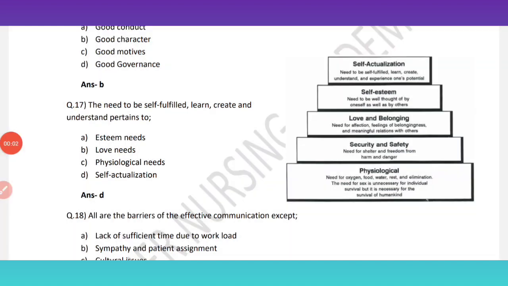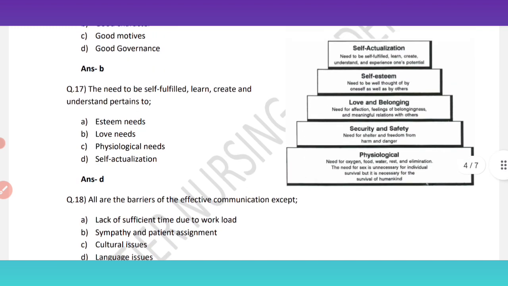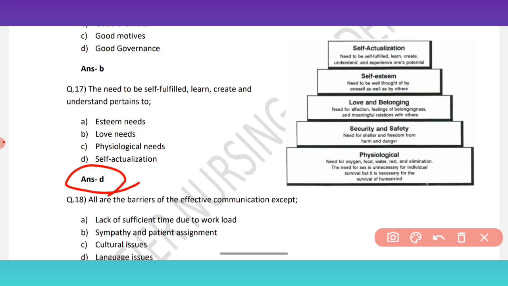Physiological needs means the basic needs to survive in this world. That is called physiological needs, like food, shelter, water, sexual urge. All these things are the basic ones. Right? And love need means love and belonging. Means the affection, feeling of belongingness, a relationship with others. All are coming under what? Love needs. And here the right answer is option D. Okay.